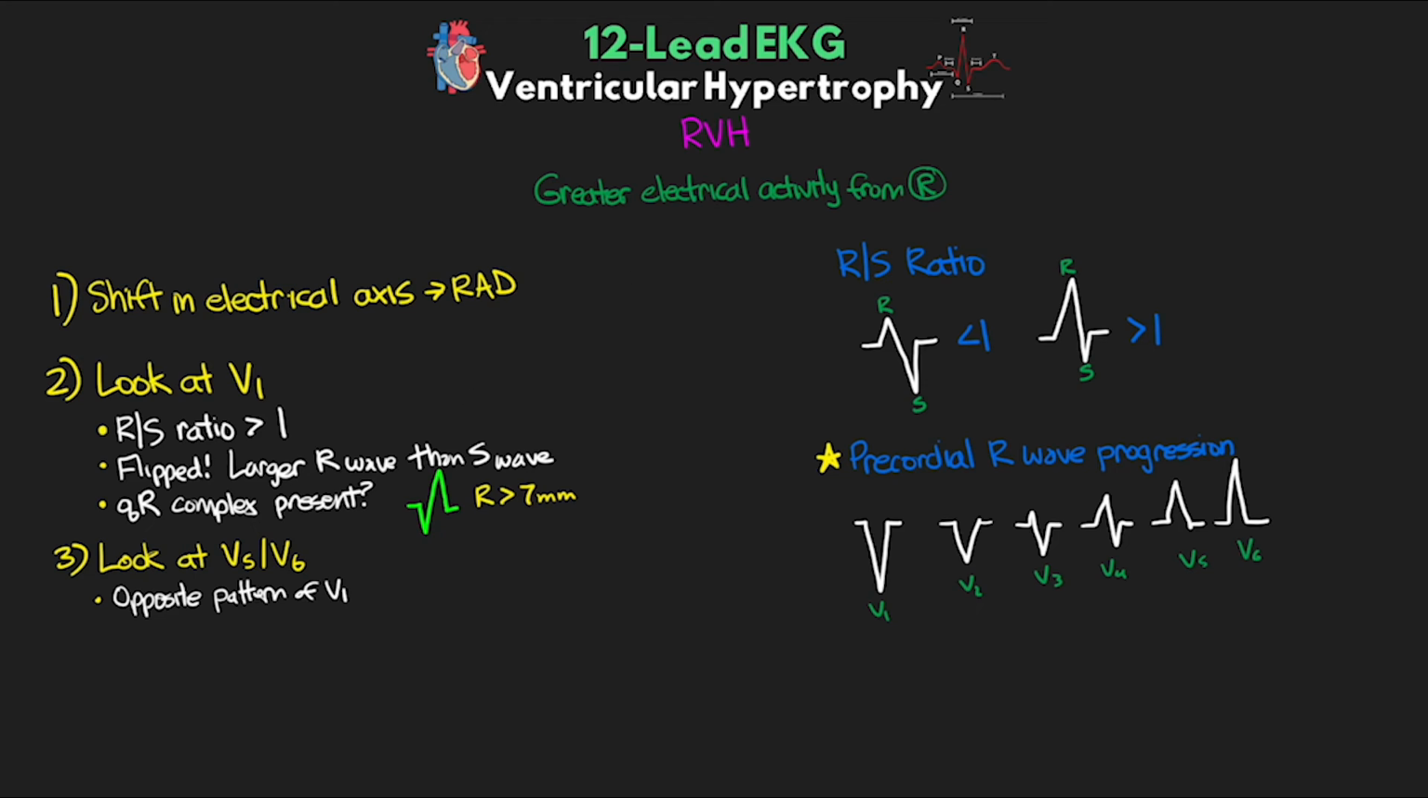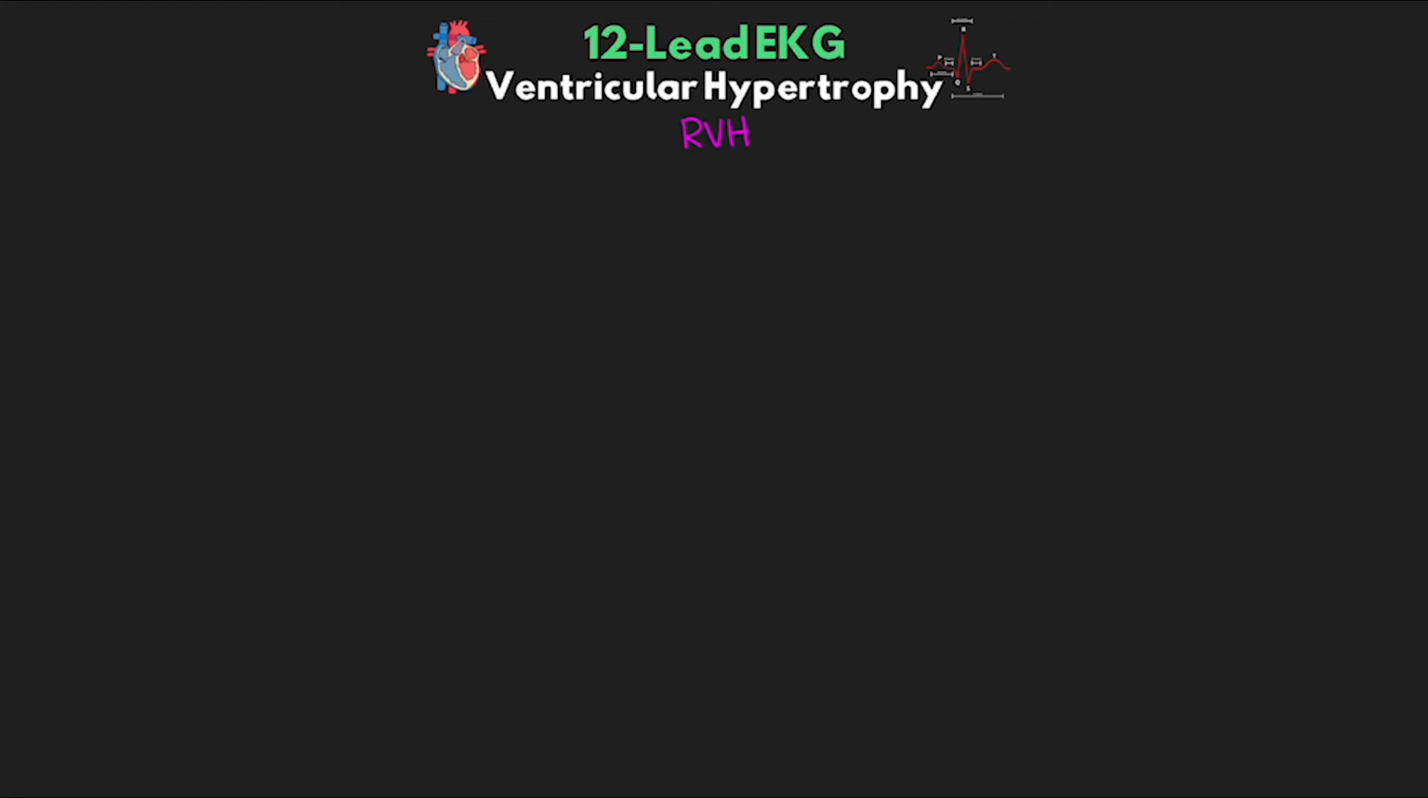Like I just talked about, we're normally going to expect to see those larger positive complexes, which would give us an RS ratio greater than 1 normally. So if we compare the RS ratio in these leads and the ratio is now less than 1, this would also be an indication of stronger electrical activity on the right side of the heart. It was a little bit more complicated of a criteria than with left ventricular hypertrophy, so let's look at an example of right ventricular hypertrophy on an EKG and talk through this, and hopefully that will make a little more sense.